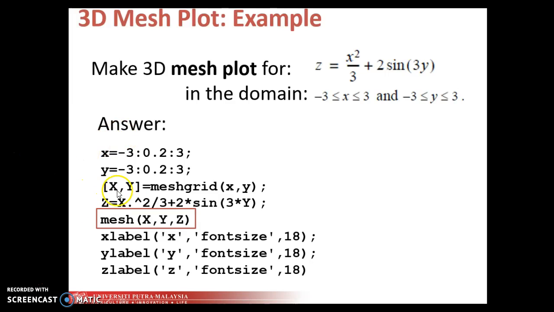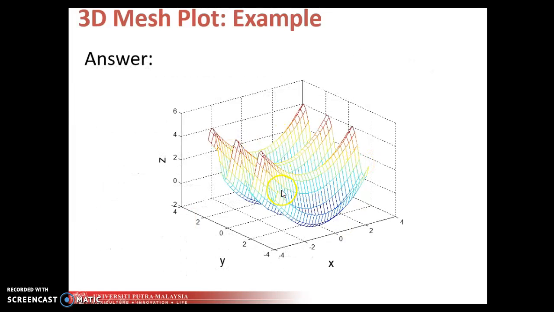Then we plot this capital X, Y data into Z, fitting this equation. Then this function is the mesh plot function for capital X, Y and Z. After that, followed with a simple formatting of the graph, where we label the X, Y and Z axis. This is how the graph looks. Basically this is a mesh, where mesh means there is no surface color within the grid. It looks like a net, right?